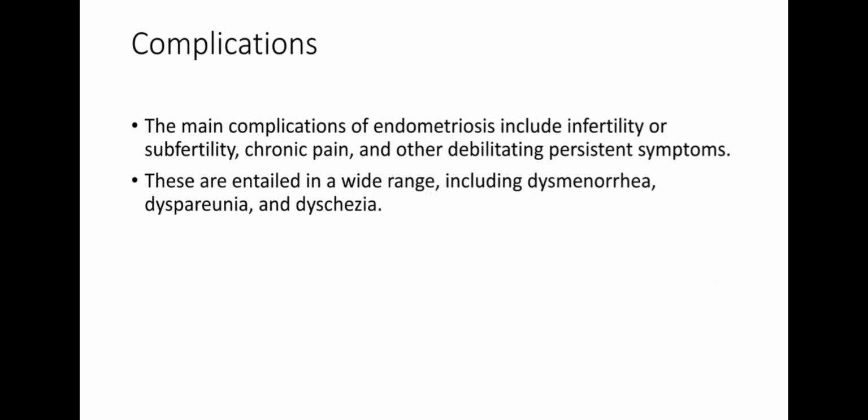Complications of endometriosis. The main complications of endometriosis include infertility or subfertility, chronic pain, and other debilitating persisting symptoms. These are entitled in a wide range that includes dysmenorrhea, dyspareunia, and dyschezia. But endometriosis can also cause a decrease in the quality of life of patients. Complications of surgical procedures, anatomical abnormalities due to possible adhesions, bowel and/or bladder dysfunction, and in the case of ovarian endometriomas can even lead to the development of cancer.